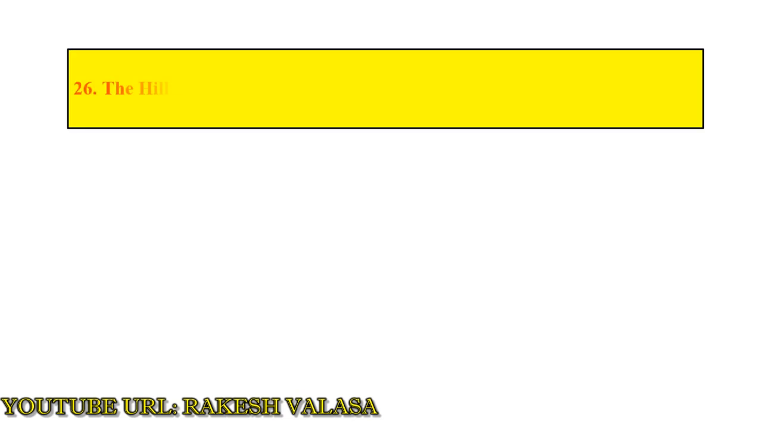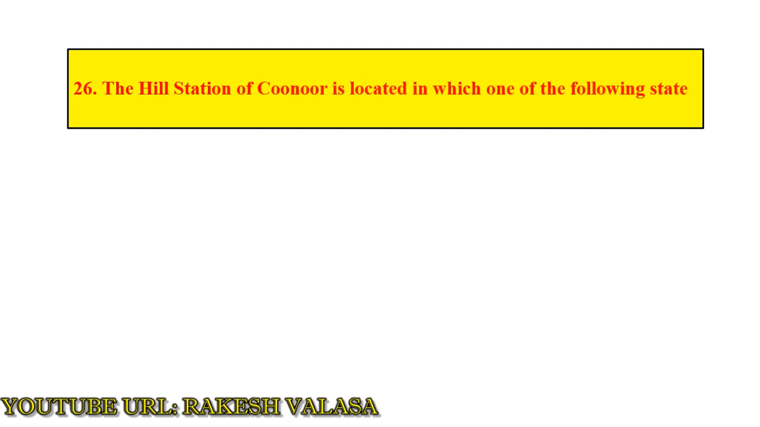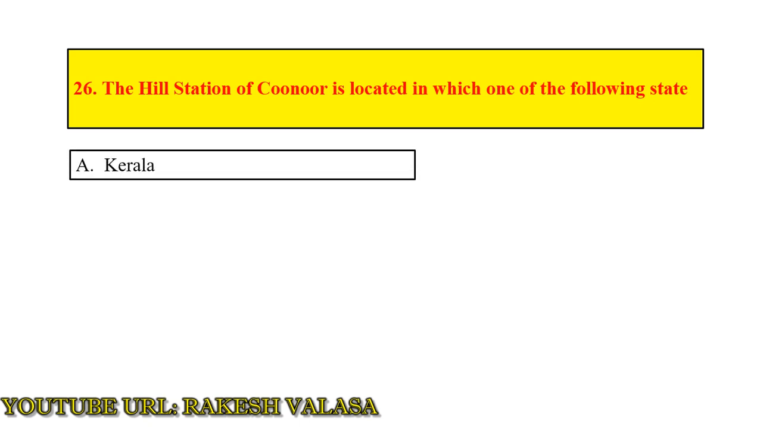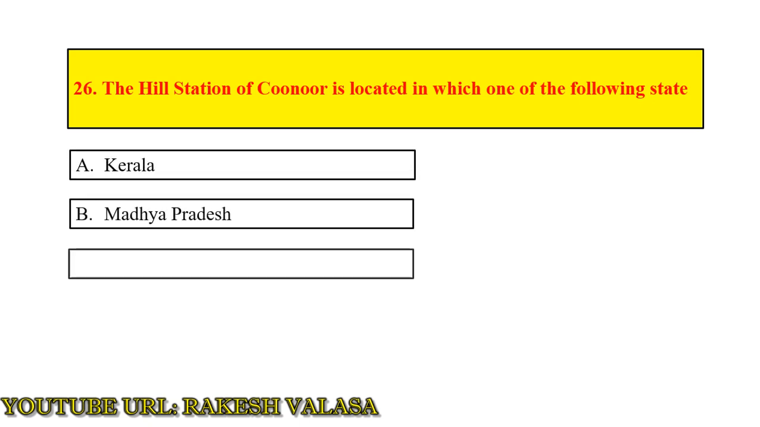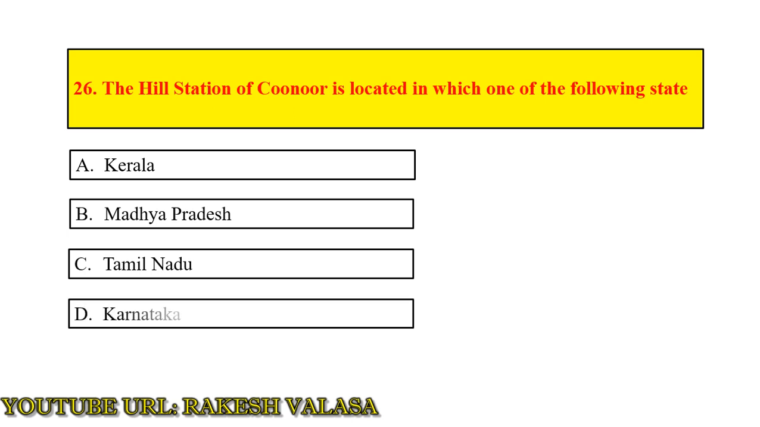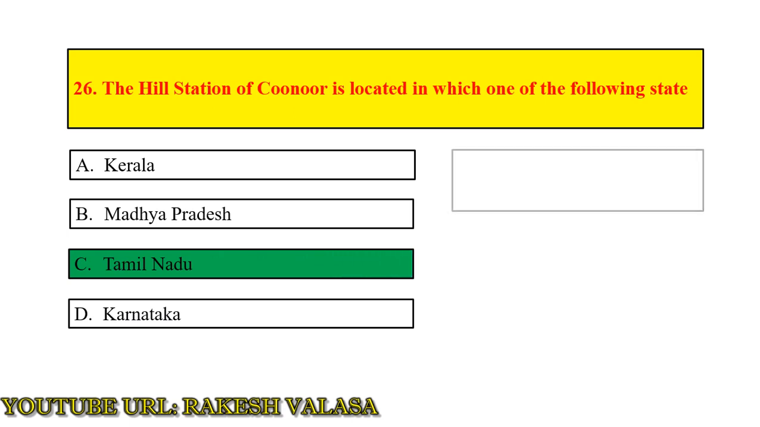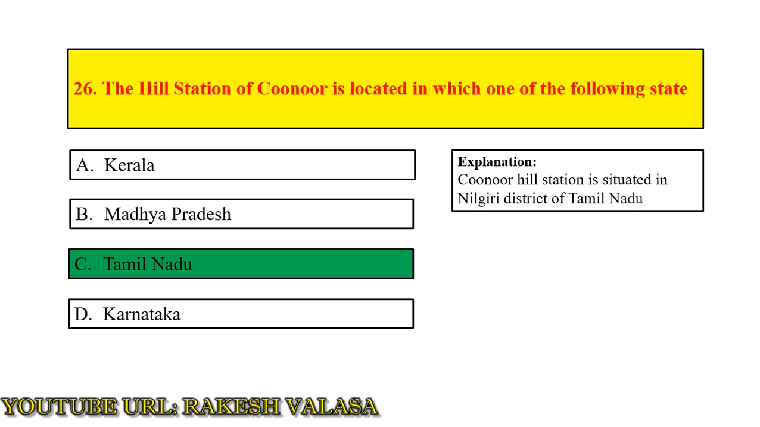Question number 26. The hill station of Coonoor is located in which one of the following states? Answer. Tamil Nadu. Explanation. Coonoor Hill Station is situated in Nilgiri district of Tamil Nadu.